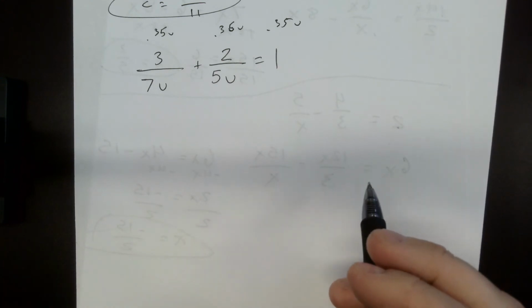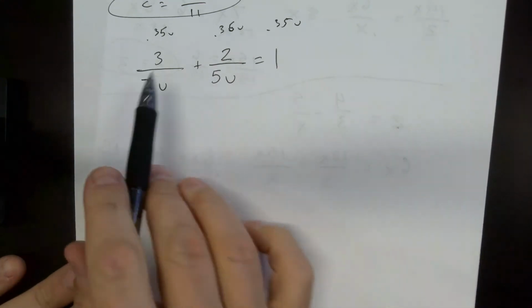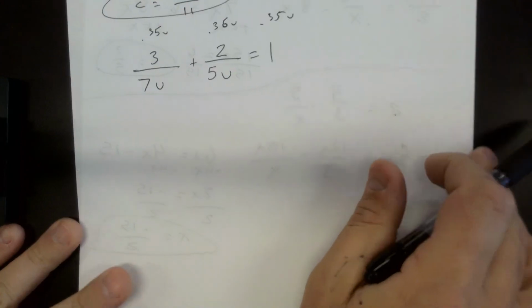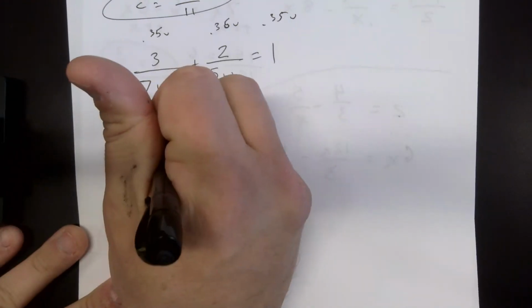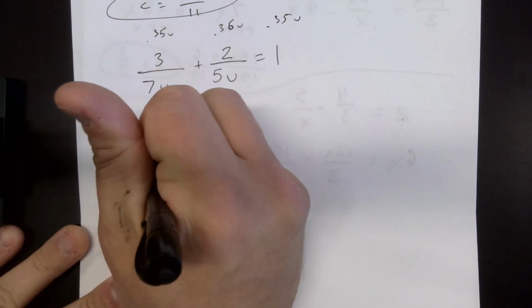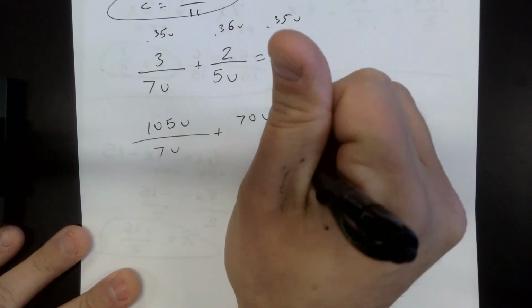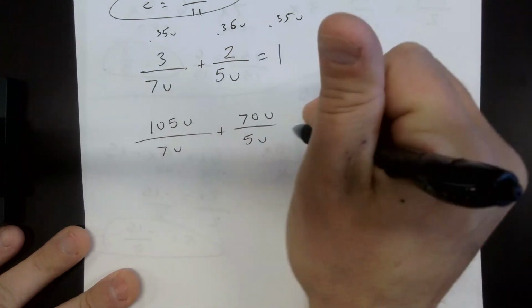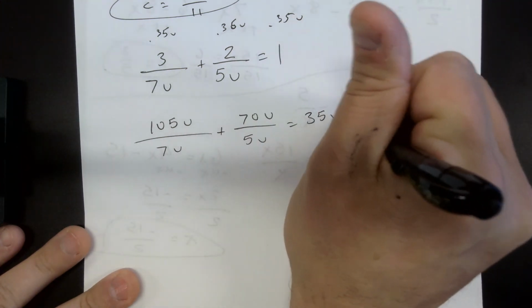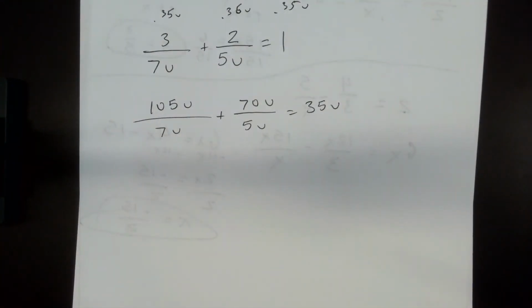Now, if you want to do this, 35 times 3 is 105. 105u over 7u plus 70u over 5u equals 35u. Everyone with me?